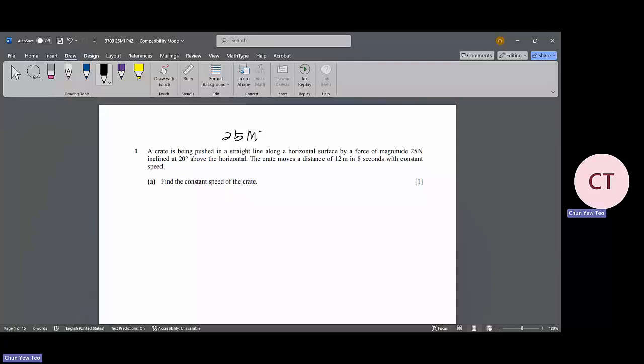2025 major paper 42. Let's take a look at question number 1. A crate is being pushed in a straight line along a horizontal rough surface by a force of magnitude 25 Newton, inclined at 20 degrees above the horizontal. The crate moves a distance of 12 meters in 8 seconds with constant speed. Find the constant speed of the crate.